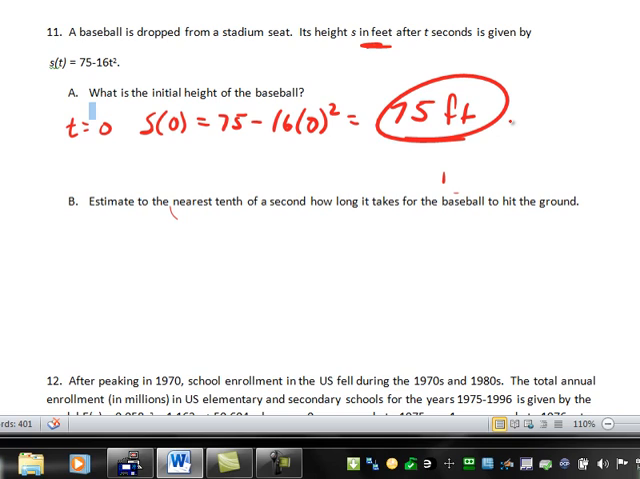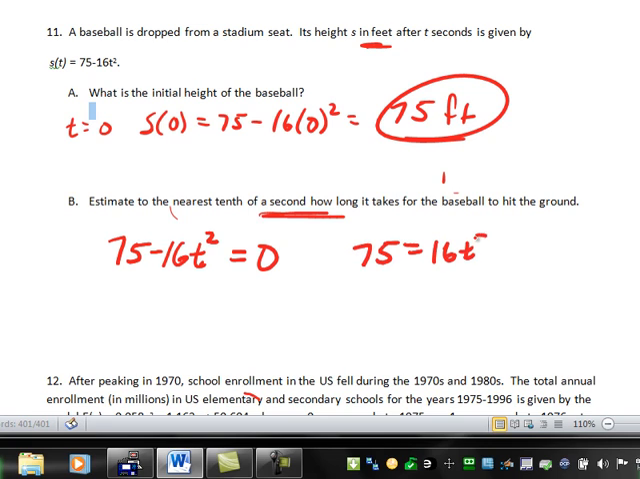Estimate to the nearest tenth of a second how long it takes for the ball to hit the ground. So s is the height, so what does it mean for it to hit the ground? That means the height is 0, right? So now we say 75 minus 16t squared equals 0. Make sure it's clear when you plug in for s and when you plug in for t, because here we're looking for the seconds. We can just solve this out. We add 16t squared to both sides, we get 75 equals 16t squared. Divide by 16.